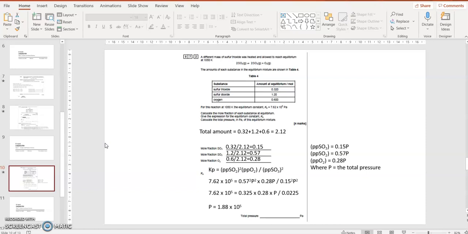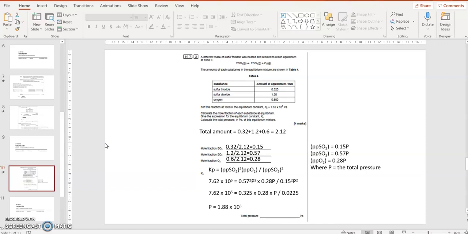What's different here is normally you would be given the total pressure, and you'd multiply each of those mole fractions by the total pressure and plug it into the Kp. So it says calculate the mole fraction of each substance in equilibrium, which I've done. Give the expression for the equilibrium constant Kp, which is fine.